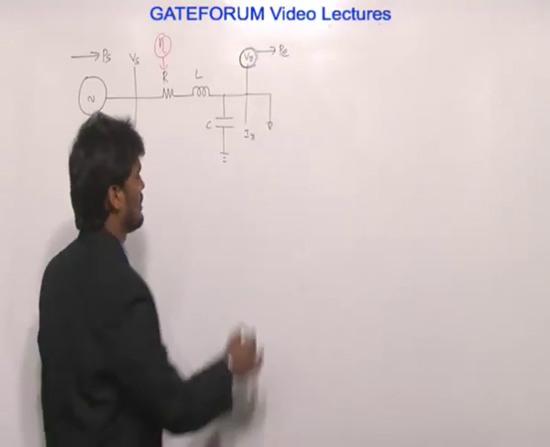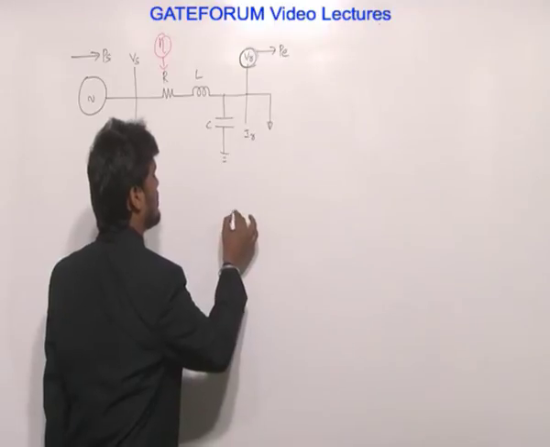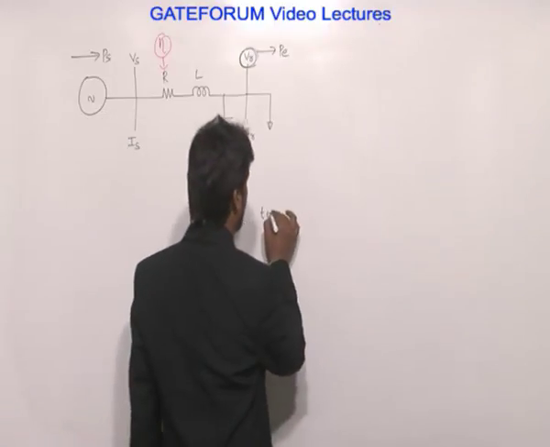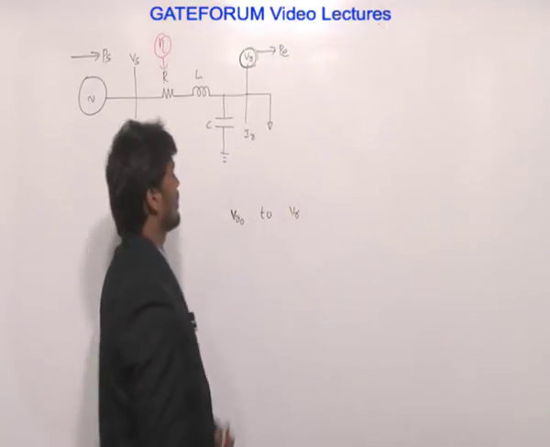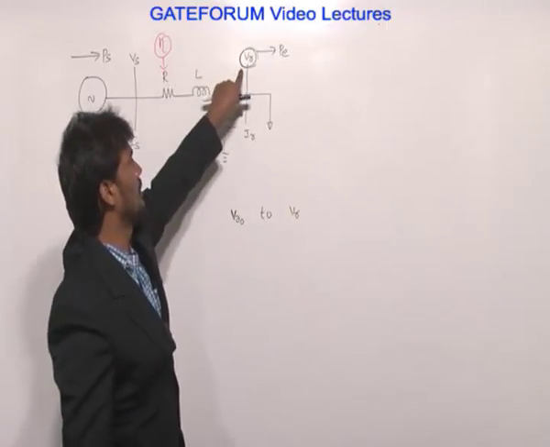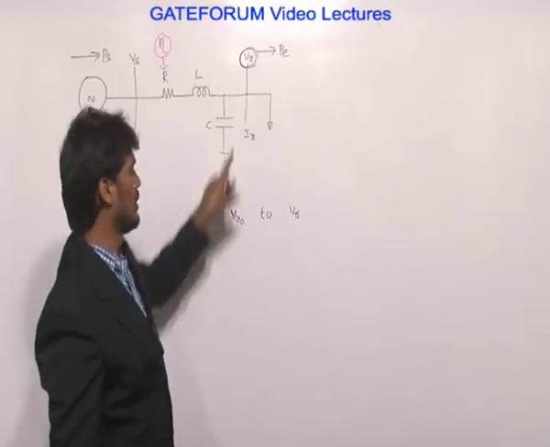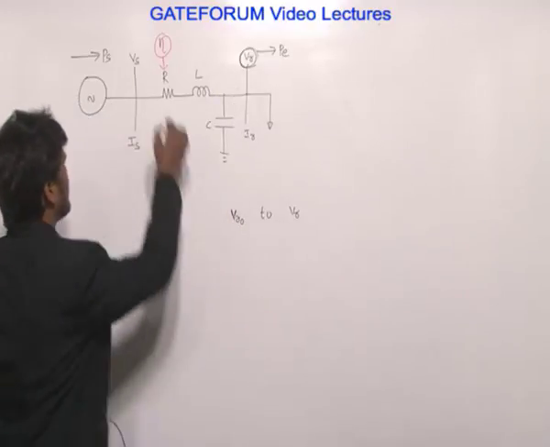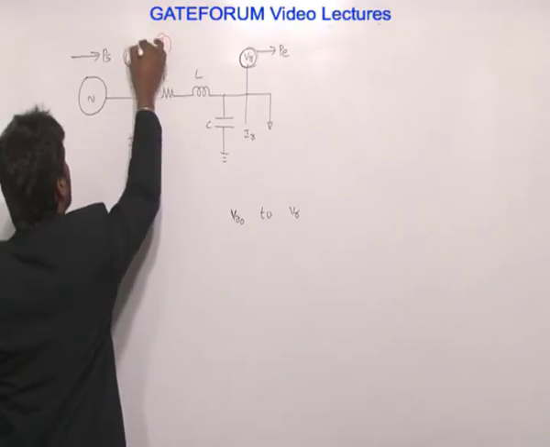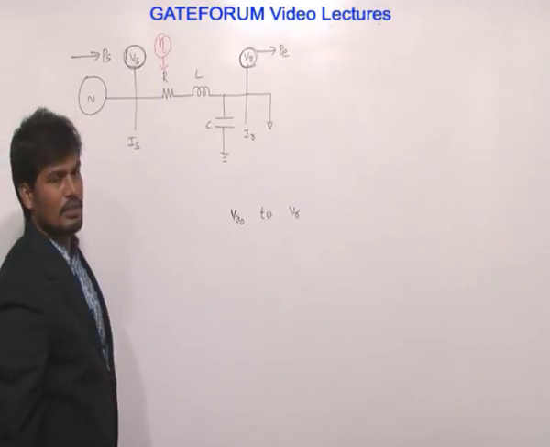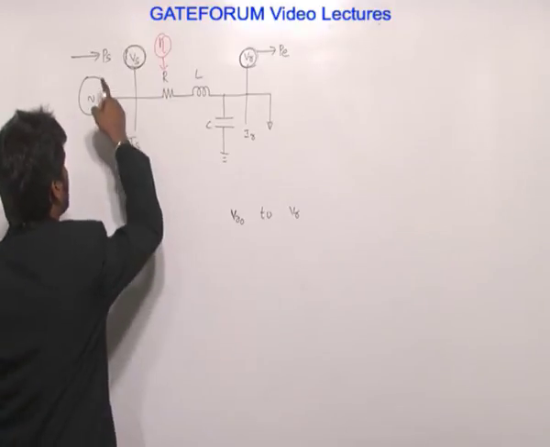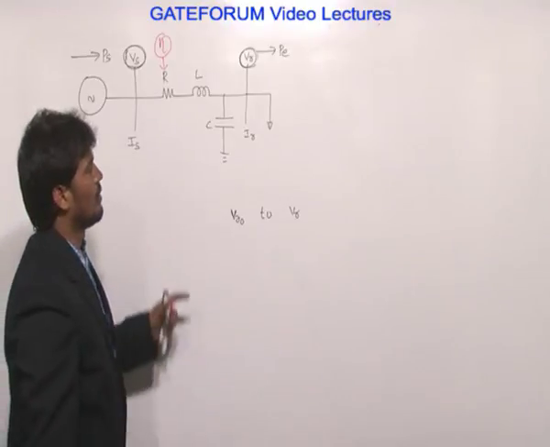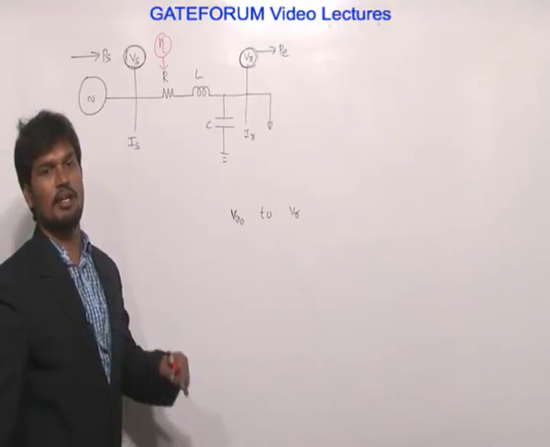Regulation is defined as the change of voltage at the receiving end from no load, that is VR0, the no load receiving end voltage, to full load, that is VR, while keeping the sending end voltage constant and the supply frequency constant. Only under these two conditions can we define the regulation.